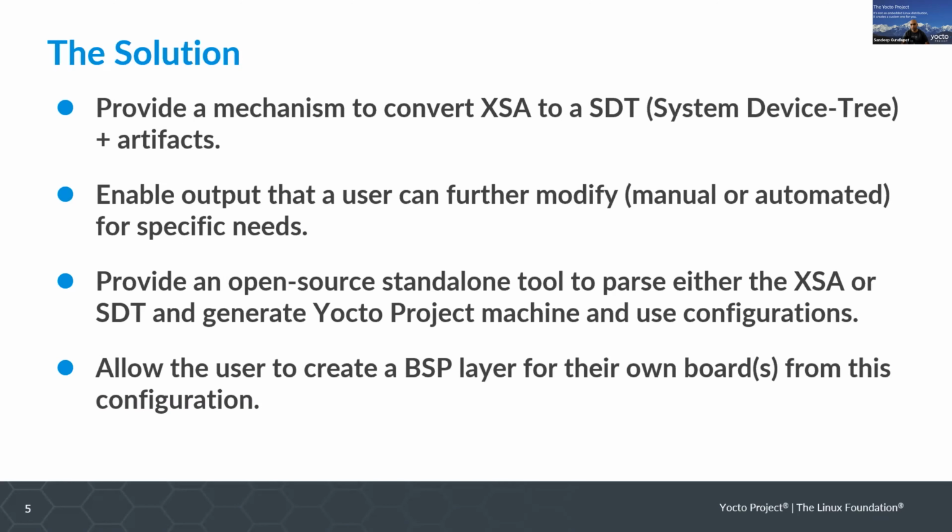So what is the solution? The solution is that we need to provide a mechanism to convert a hardware configuration file to a system device tree plus the build artifacts, and allow the user to modify the output of the build artifacts manually or through an automated process. And this tool can be an open source standalone tool to parse the hardware configuration file or the system device tree file to generate the Yocto project machine and user configurations. This configuration should allow the user to create their own BSP layers for their custom boards or any evaluation boards.